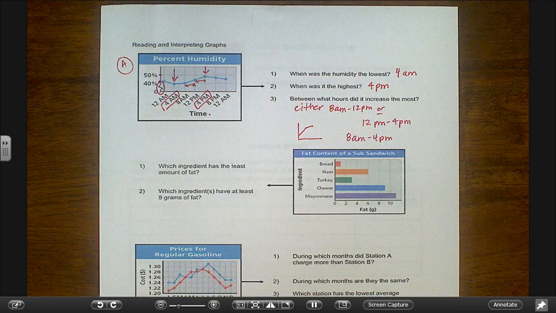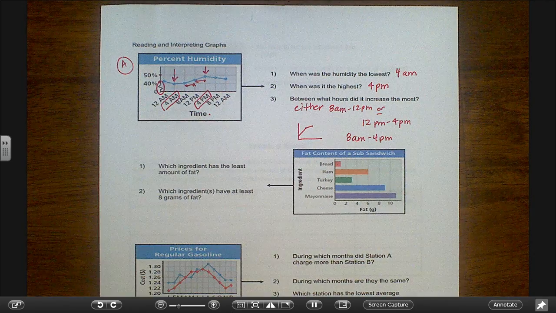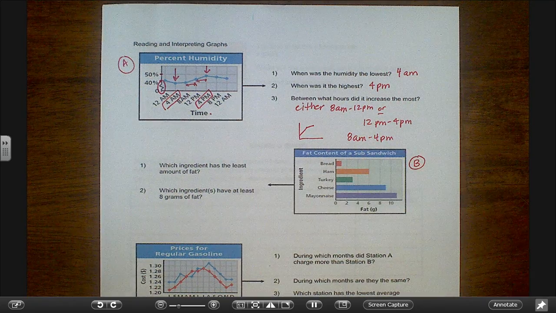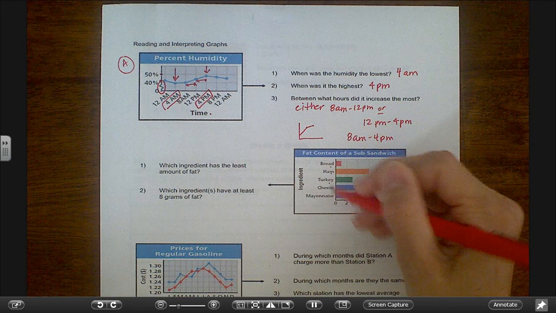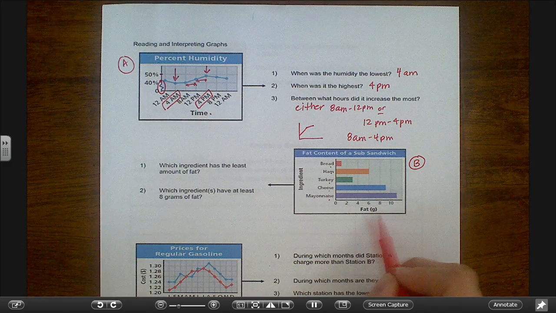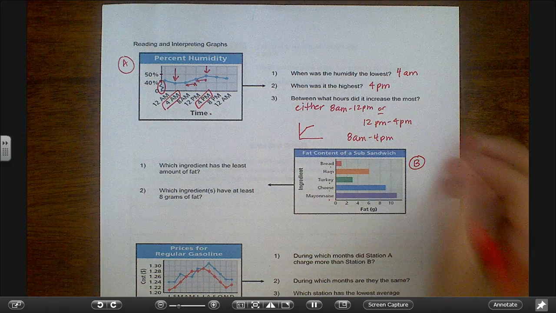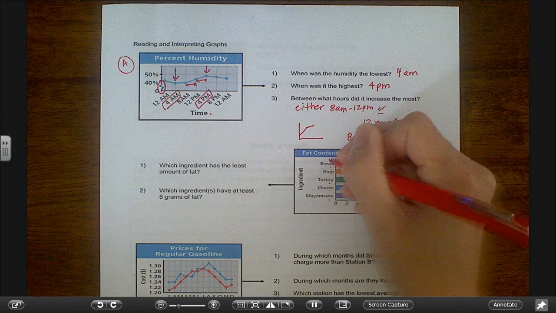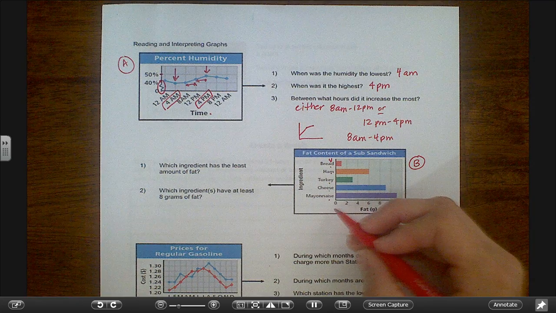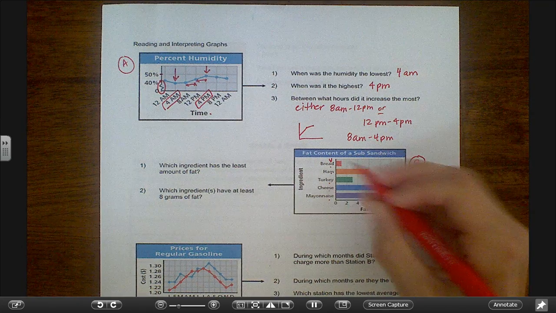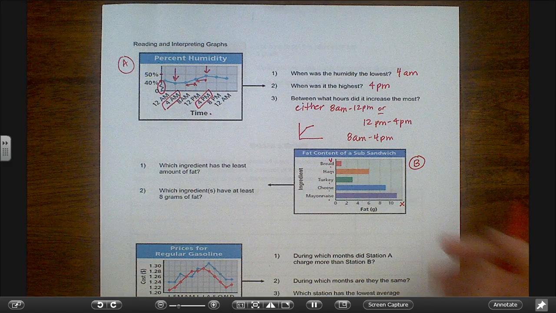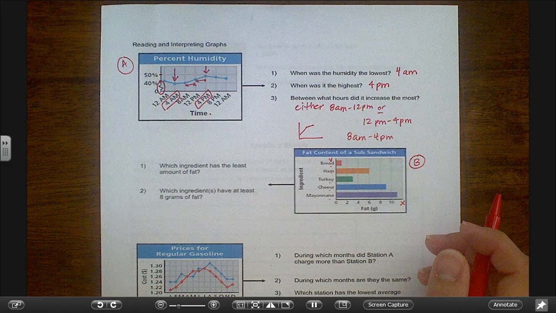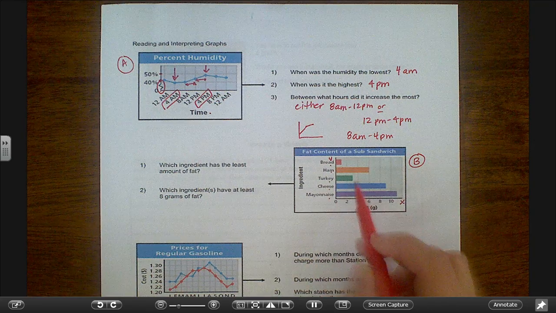All right, so far so good, yeah? All right, looking at graph B. We have ingredients on the y-axis, so bread, ham, turkey, cheese, and mayonnaise, and grams of fat on the x-axis. If I said x-axis on this one, I apologize, I meant y. So it goes 0, 2, 4, 6, 8, 10. This is a bar graph. A was a line graph because there are lines between the points. This is a bar graph because there are little bars of space here.